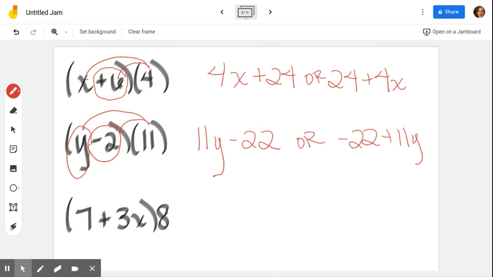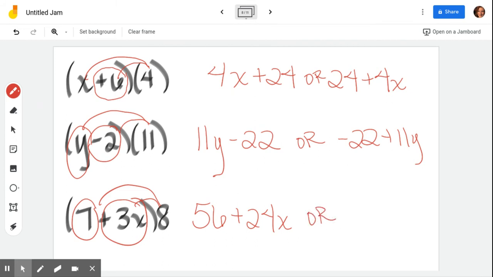Last one on this page. Inside, I've got a 7 and I've got a positive 3x. So I'm going to take 8 times each one of those. 8 times 7 is 56. 8 times a positive 3x is a positive 24x. The alternative to that one, if you did your rainbows in the other order, would be a 24x and a positive 56. Okay?